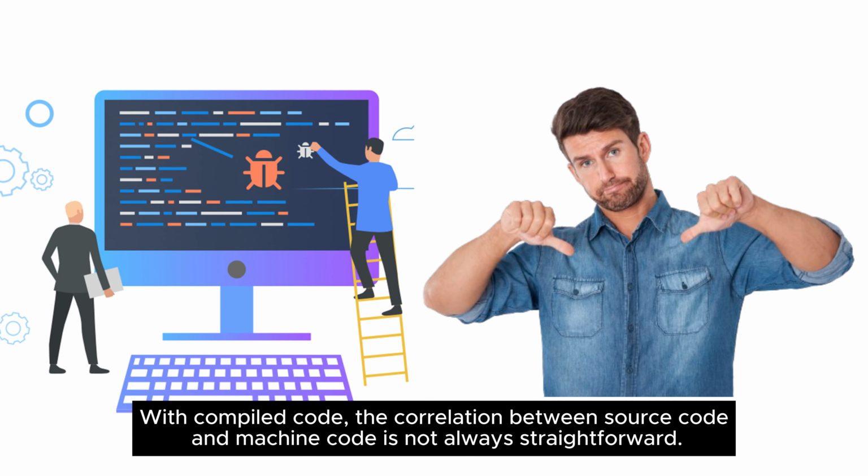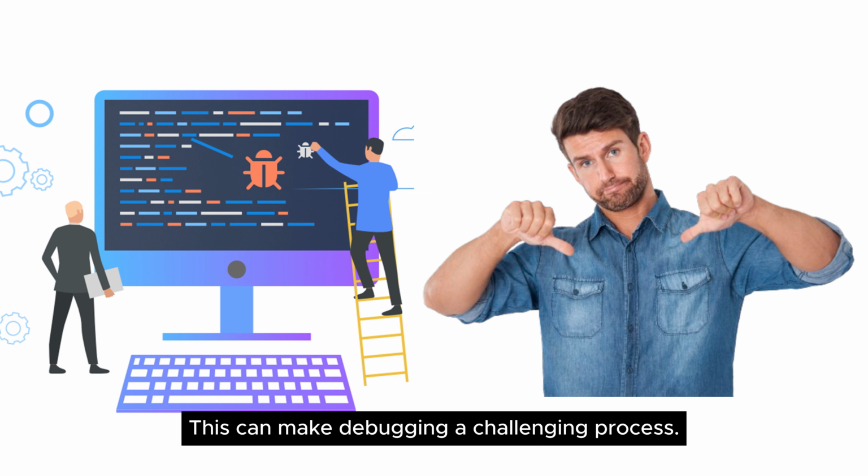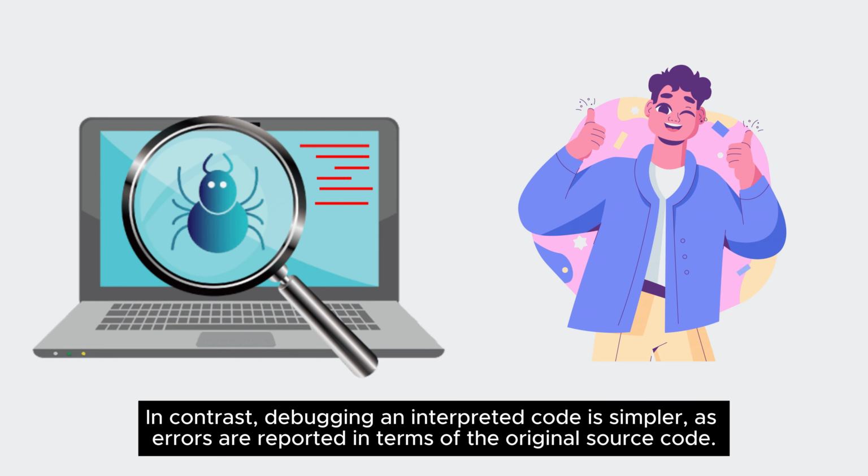Debugging. With compiled code, the correlation between source code and machine code is not always straightforward. This can make debugging a challenging process. In contrast, debugging in interpreted code is simpler, as errors are reported in terms of the original source code.